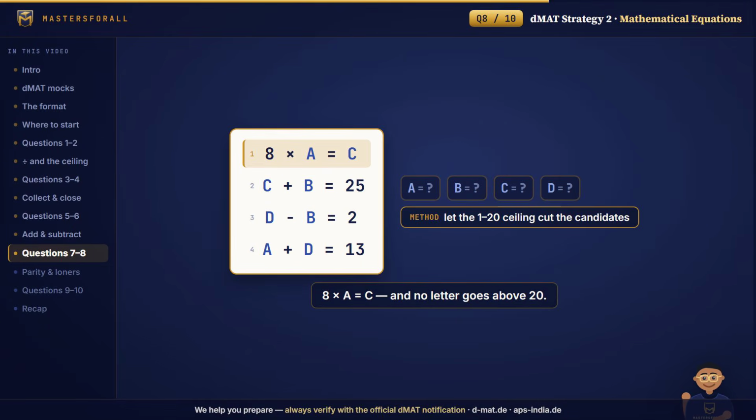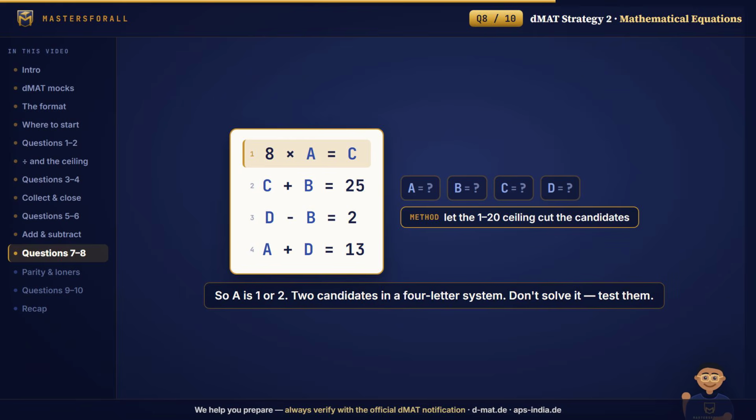8 times A equals C, and no letter goes above 20. 8 times 1 is 8, 8 times 2 is 16, 8 times 3 is 24, and that is already off the scale. So A is 1 or 2, two candidates in a 4-letter system. Do not solve it, just test them.